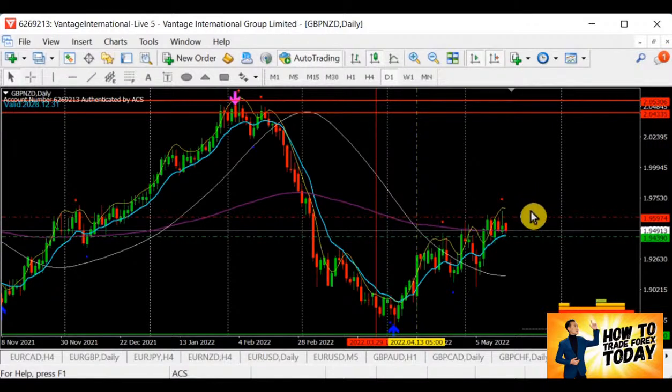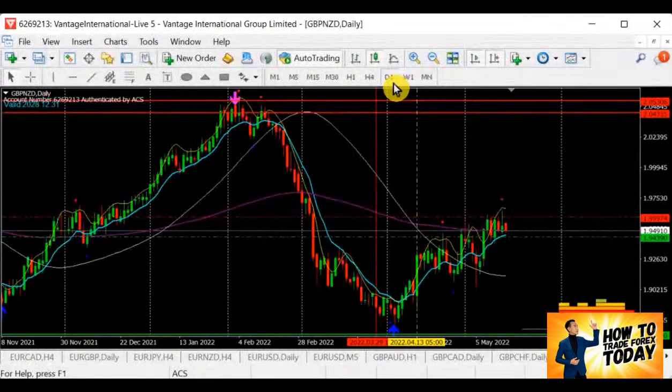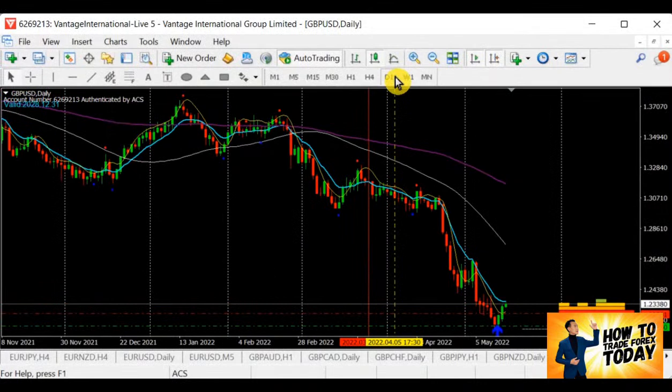Remember, Pound Kiwi is in the bull. Even now we see a resistance area, this is only the retracement from the bull. So just be very, very careful. I'm not going to touch this Pound Kiwi. I'm going to stay away. Next to go, Pound Dollar.